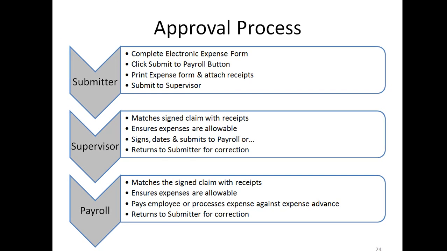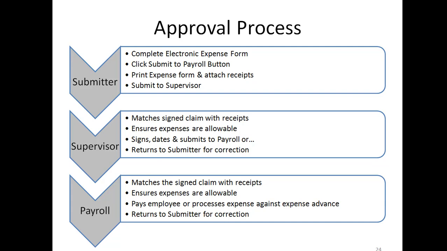Here's the overall process for approval. The submitter completes the electronic expense form. They then click the Submit to Payroll button. They print the expense form and attach the original receipts to it, and they send that entire printed package off to the supervisor. The supervisor's responsibilities then are to match the signed claim with receipts, to ensure that expenses are allowable. They sign, date, and submit the information to payroll along with the original receipts.